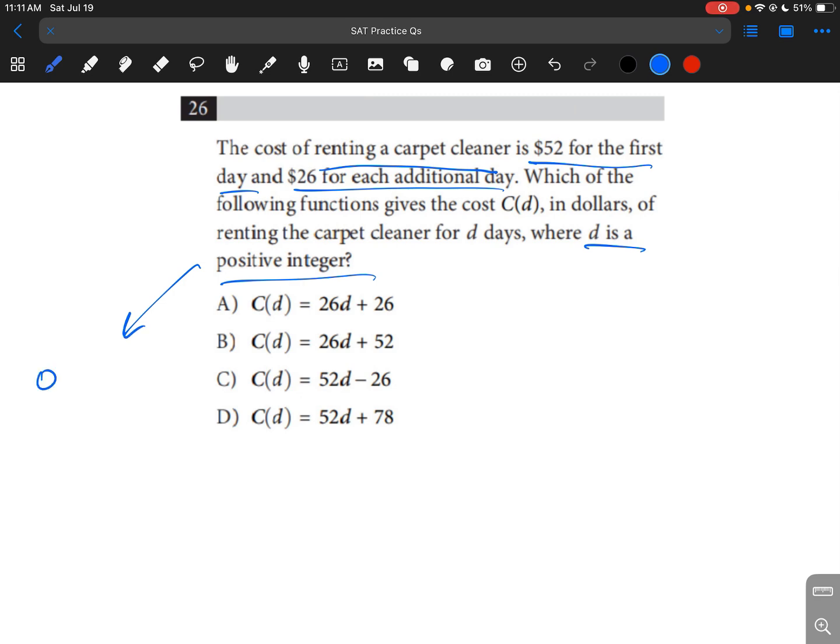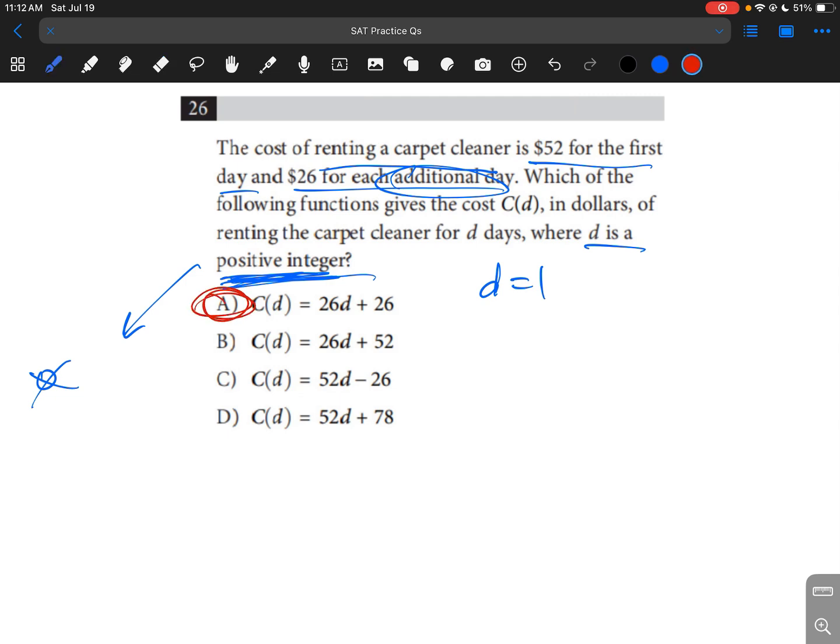So you say, okay, if you didn't know that information, you might be thinking the answer is B, because on the 0th day, the first day you get it, it's just $52 because it's saying for every additional day. So for one additional day, it's an extra $26. For 2 additional days, for 3 additional days. But since it's saying d has to be a positive integer, you have to account for that 0 is not part of the equation. D has to start at 1, which means that the real answer is A.